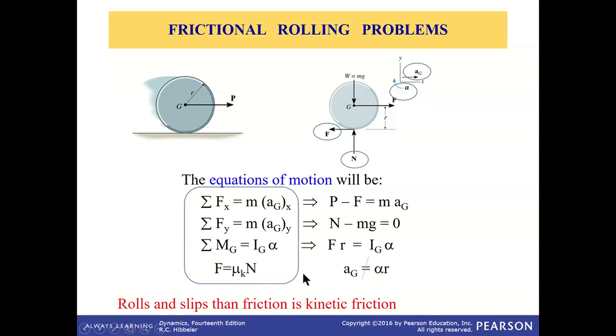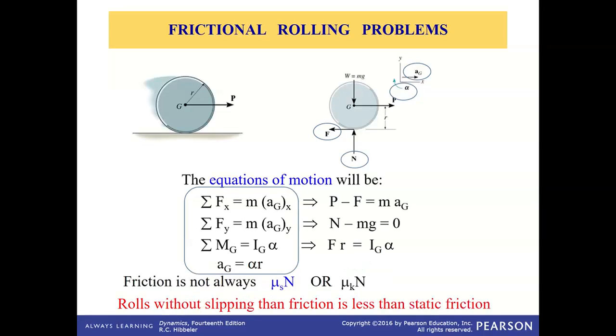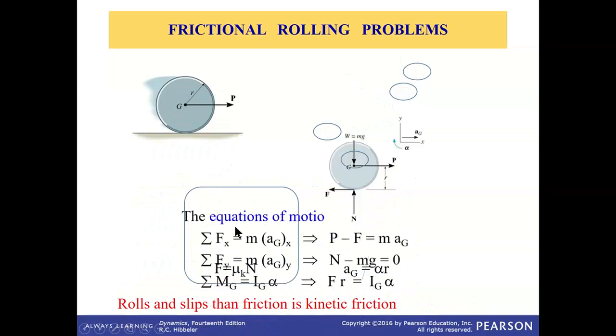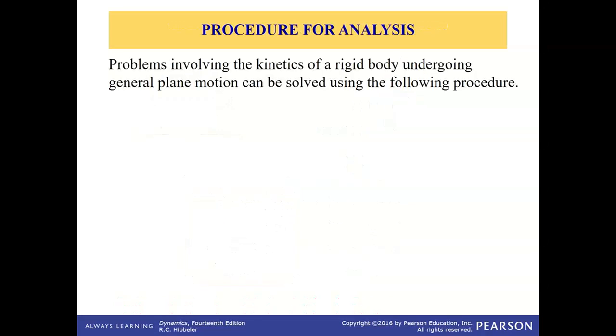When you solve this type of problem, for example the compactor machine or the lawn mower, apply either this set of equations if you precisely know that the wheel rolls without slipping, or apply the second set of equations if you know that the wheel rolls and slips. Okay, so that's for the friction rolling problems.